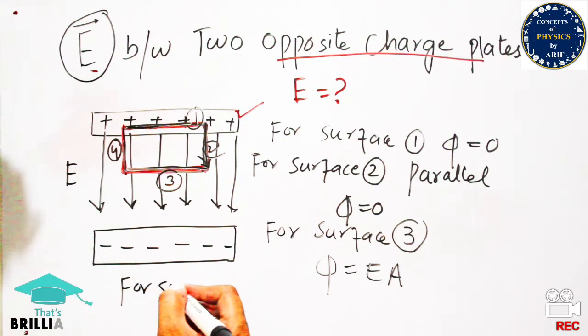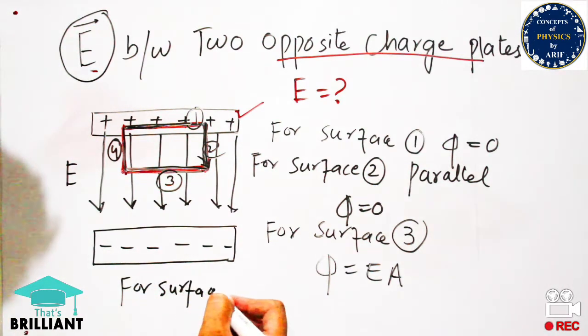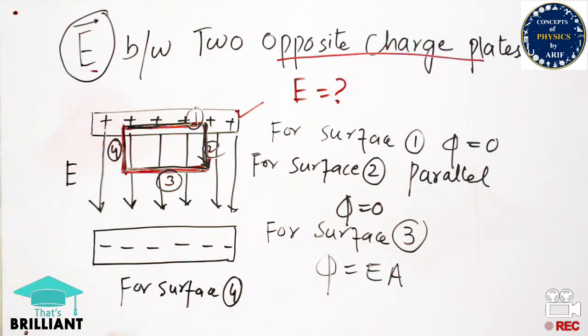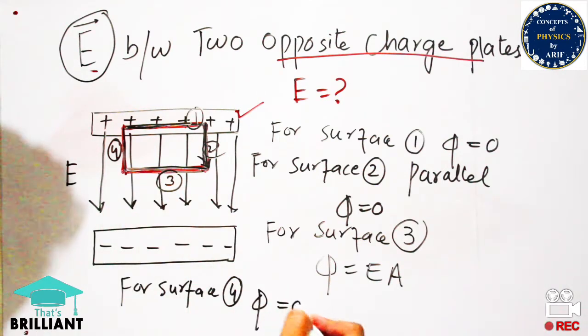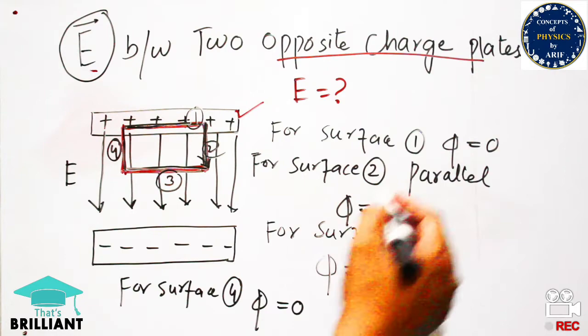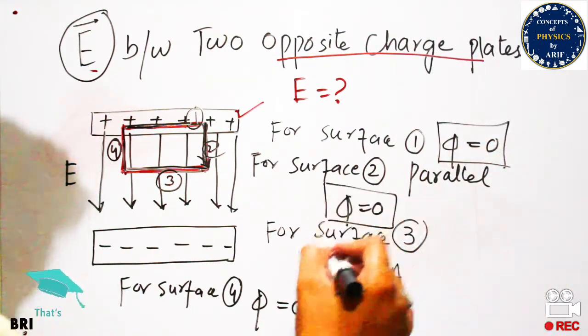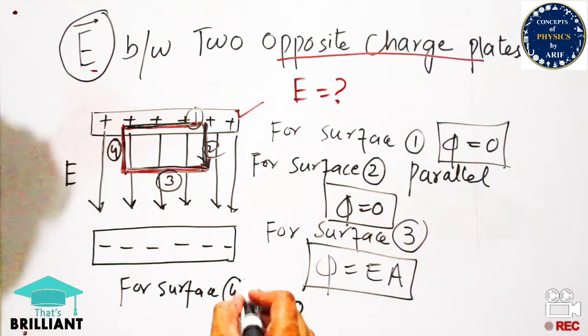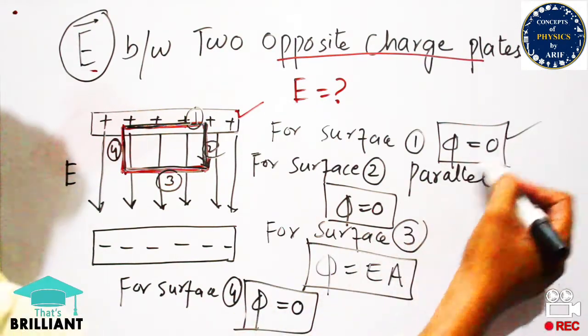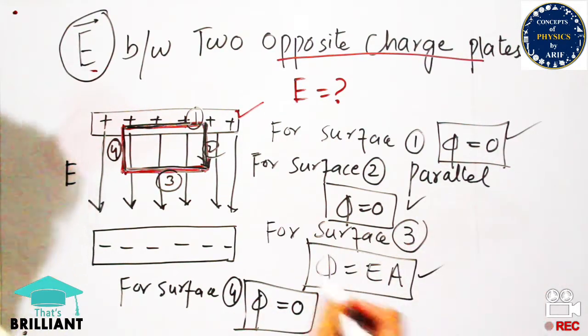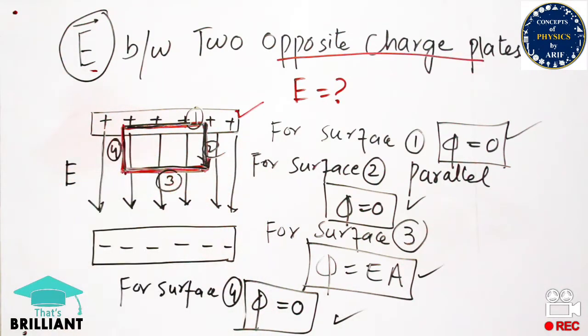The flux is defined as the number of electric field lines passing through some area. So in the case of side 2, there will be no electric field lines passing through because these are parallel. So we need to calculate the total flux in that Gaussian surface. The total flux will be the sum of all the fluxes, which will be E multiplied by A.